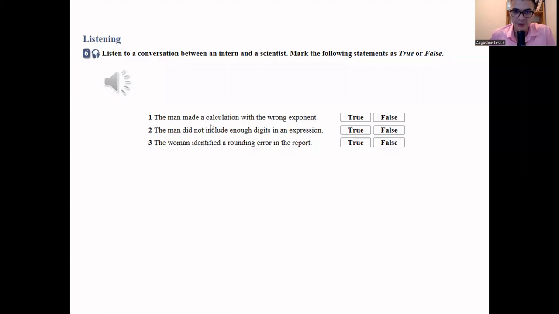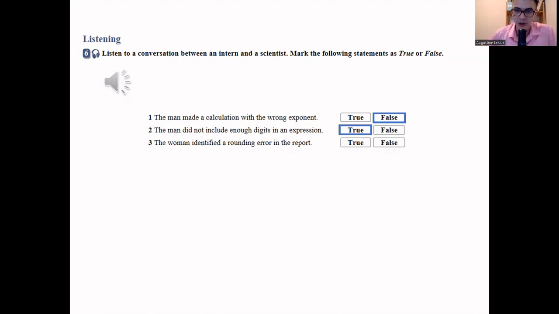The man made a calculation with the wrong exponent. The answer to this one is false. It wasn't the exponent he had wrong. It was the number of decimal places, right? So therefore, for the second one, the man did not include enough digits in an expression. The answer is true. That was his problem. He didn't have enough digits.